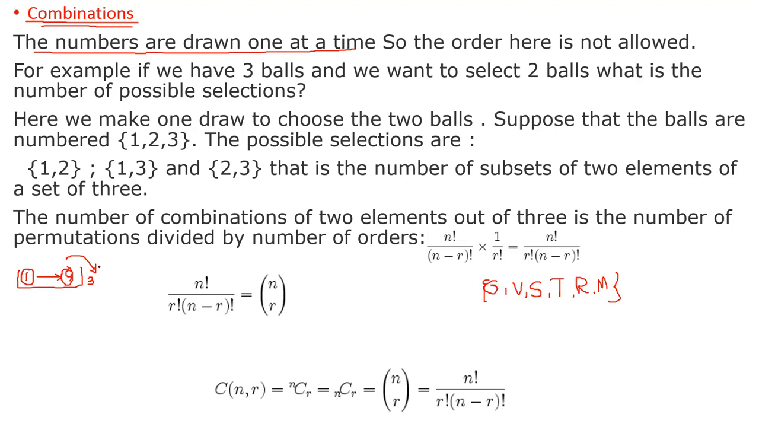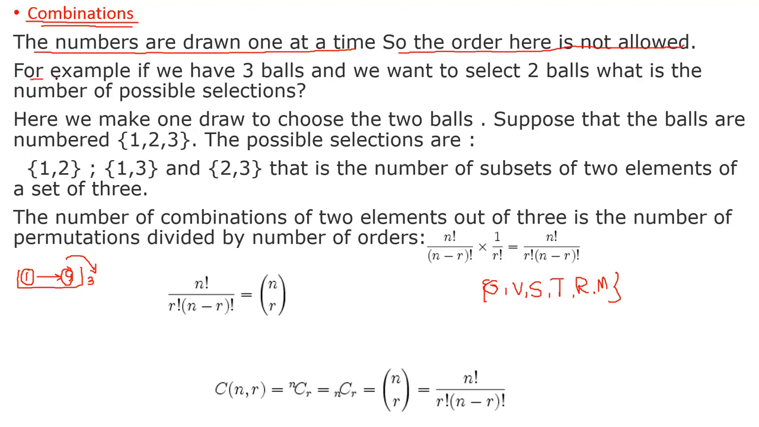The order is important. I choose the first one. I can choose 1, 2, 3, or 2, 1, 3, or 3, 1, 2, etc. While if I choose three balls at the same time, is the order important or not? Not important. Here we use a combination. So to discuss combination, the numbers are drawn at one time, so the order is not allowed.